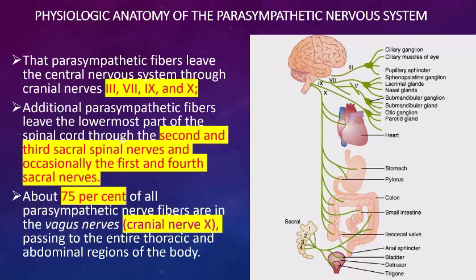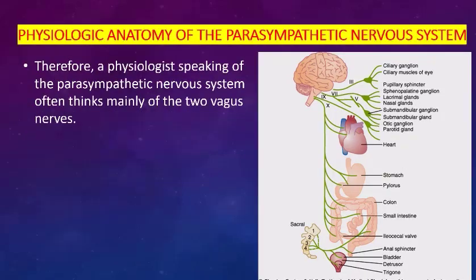About 75% of all parasympathetic nerve fibers are in the vagus nerve, which is cranial nerve 10, passing to the entire thoracic and abdominal region of the body. So this tenth cranial nerve, the vagus nerve, supplies the structures in the thorax and abdomen. Therefore, a physiologist speaking of the parasympathetic nervous system often thinks mainly of the two vagus nerves, because the vagus nerve is the major supplier of the parasympathetic nervous system.